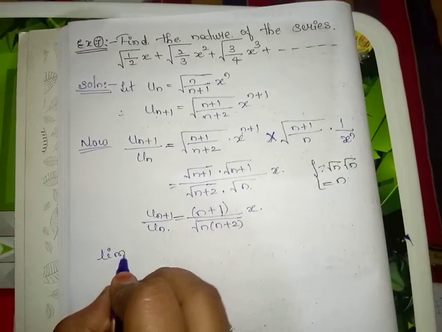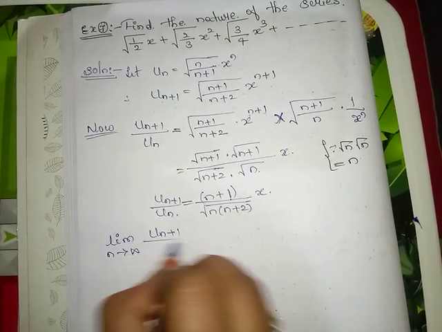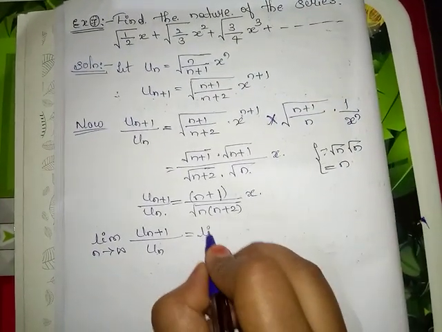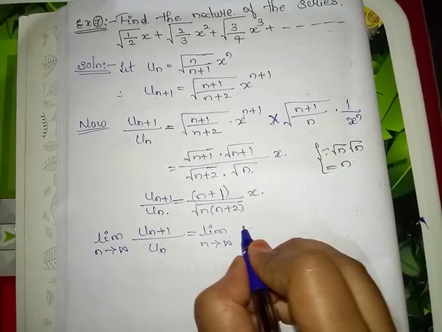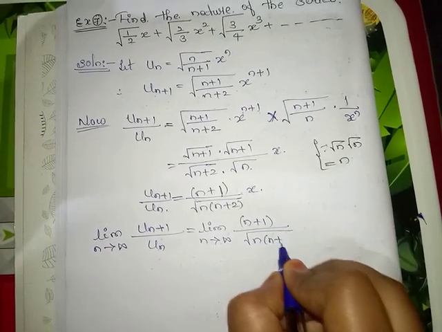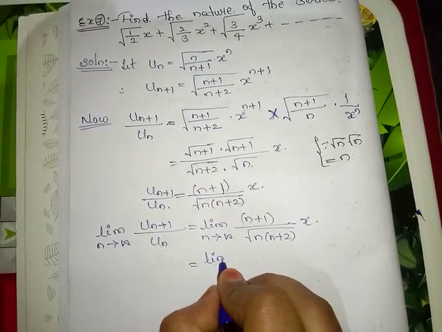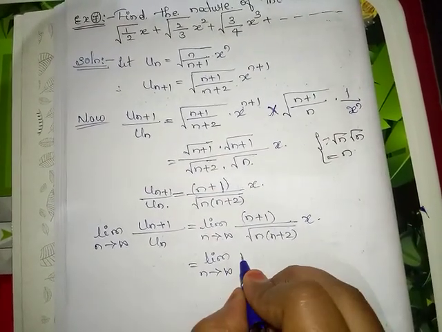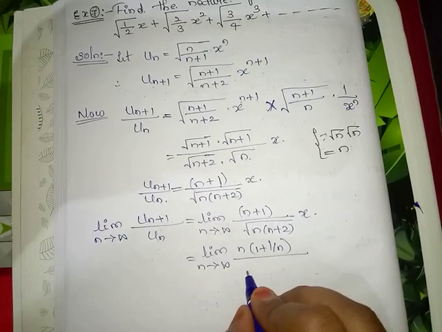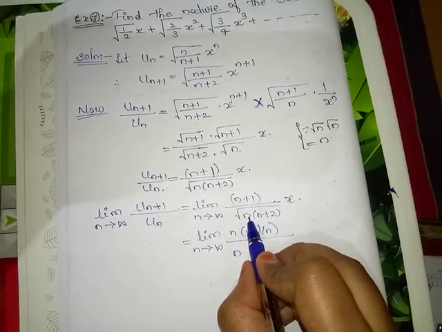Then limit n tends to infinity, un plus 1 divided by un is equal to limit n tends to infinity, n plus 1 divided by square root of n into n plus 2 into x, which is equal to, to avoid the infinite quantity, I will take n common: 1 plus 1 by n divided by, in this 2 term I will take n common from this one and from this one, it will be n into n square.